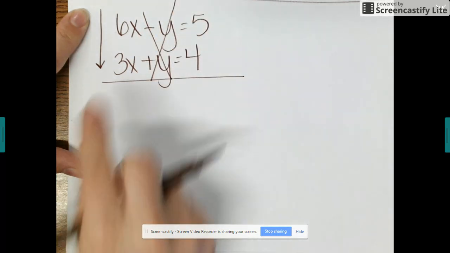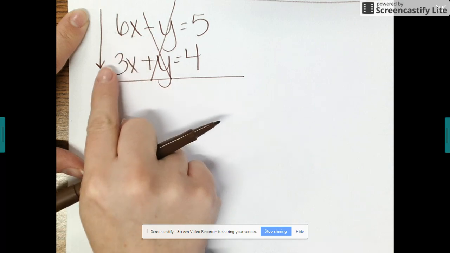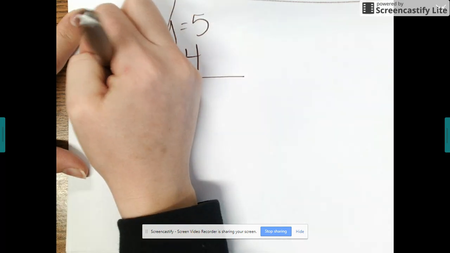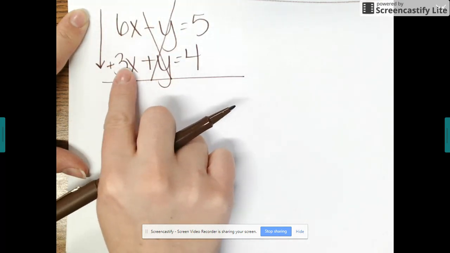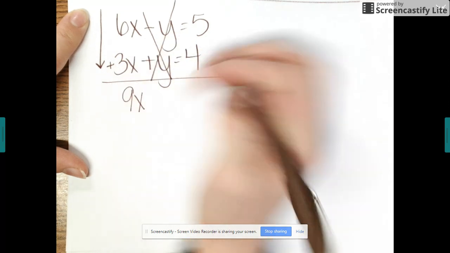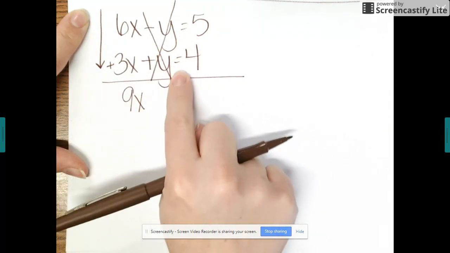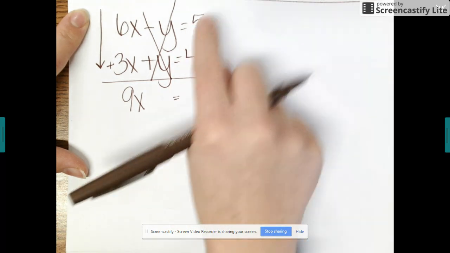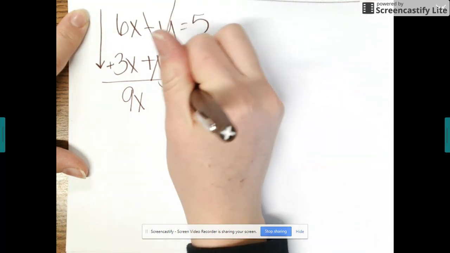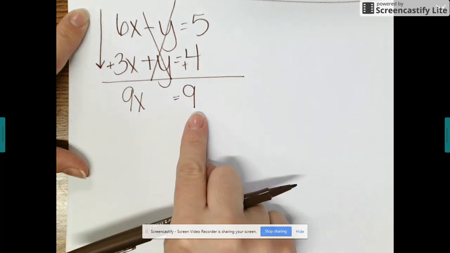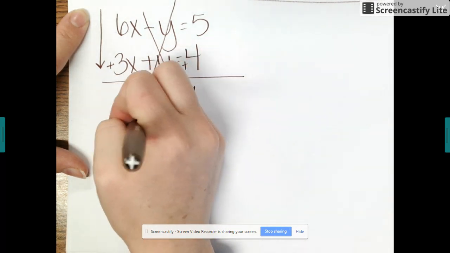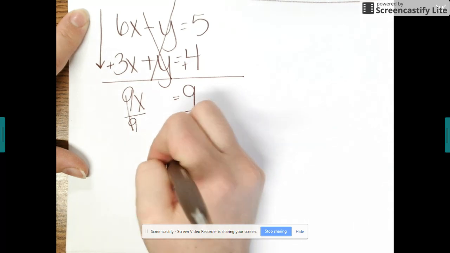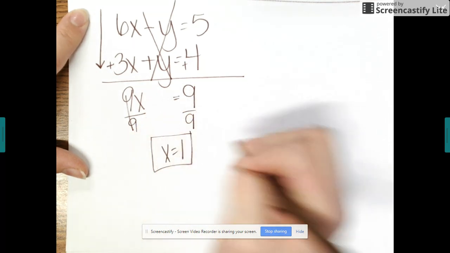And let's work vertically. So 6x, this is a positive 3x. So 6x plus 3x is 9x. Your y's are gone. Your equal sign carry down. And then 5 and 4 is 9. Now go ahead and solve for x. You're going to divide by 9. X is 1.